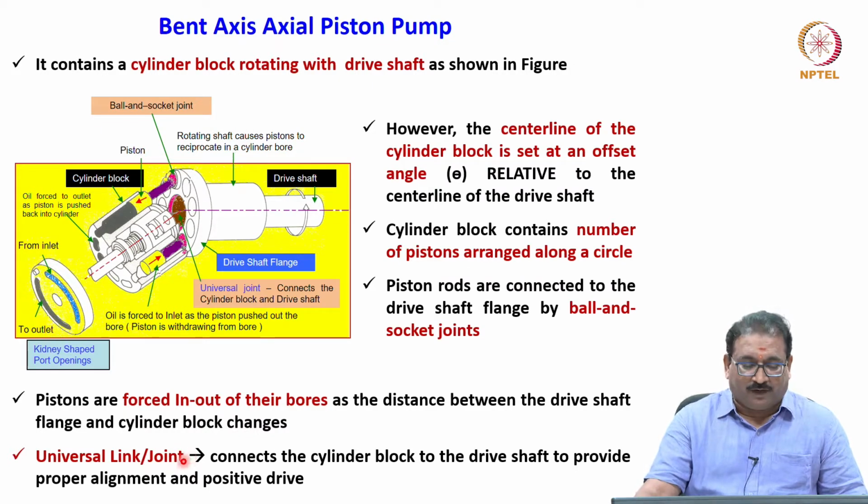Then one more thing to remember, friends: a universal link or joint connects this cylinder block to the drive shaft axis. You will see here a universal joint, which connects the cylinder block and the drive shaft axis for alignment and positive drive. Pistons are connected through a ball and socket joint. The whole cylinder block is connected to the drive shaft axis through the universal joint for better alignment between this and this, as well as positive drive.